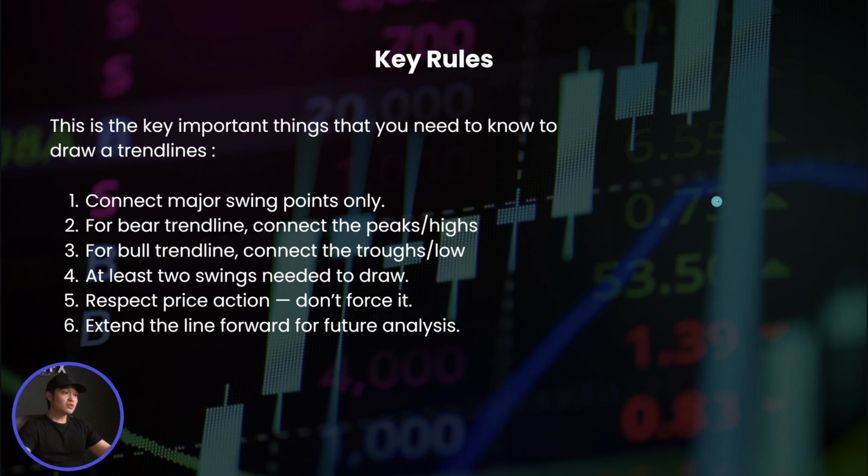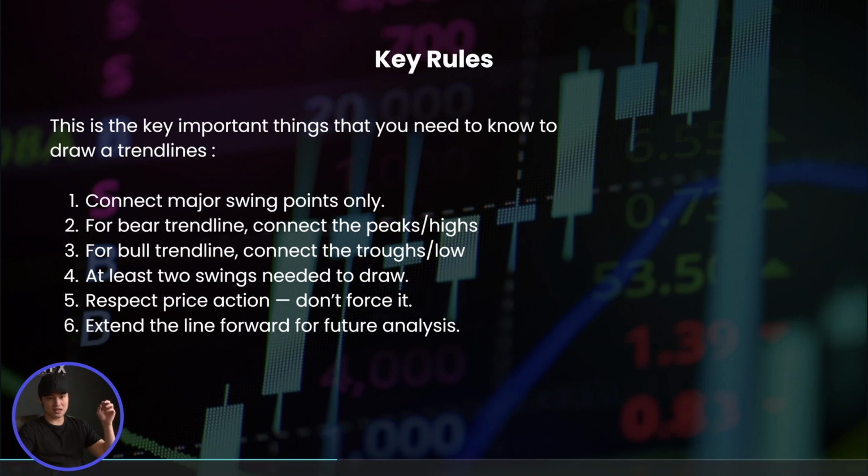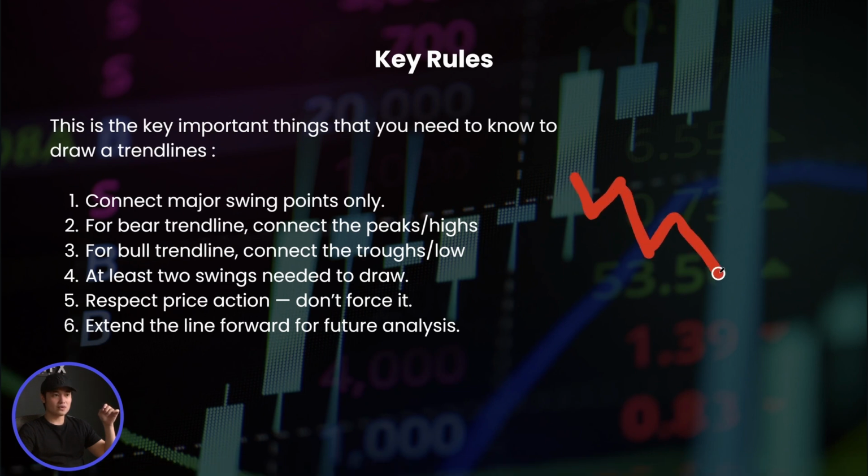On number two, for the bear trend line, connect two peaks. For the bear trend line, connect the peaks or highs. For the bull trend line, connect the troughs or lows. It should be like this. Let me draw it for you. Okay, for the bear trend line, this is the bear trend line. You should be connecting to here. Okay, the highs, not the lows like this.